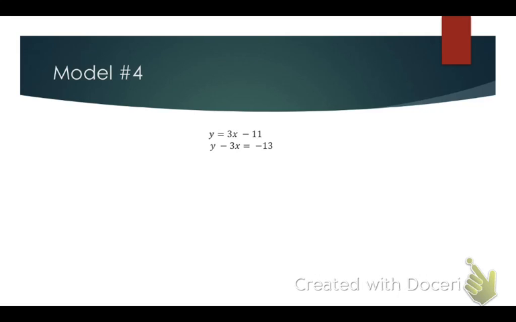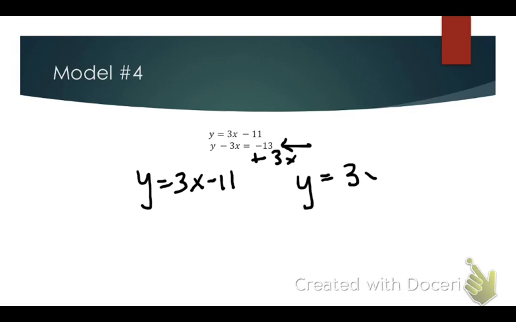Now, I know y is equal to 3x minus 11, and there's different ways I could solve this. What I'm going to do is solve for y in the second equation. So now I have y equals 3x minus 11 in the first equation. In my second equation, I'm going to add 3x to both sides, and now I have y equals 3x minus 13. This is a favorite way of mine because I love to set y equal to y. So I think that is so easy to do.